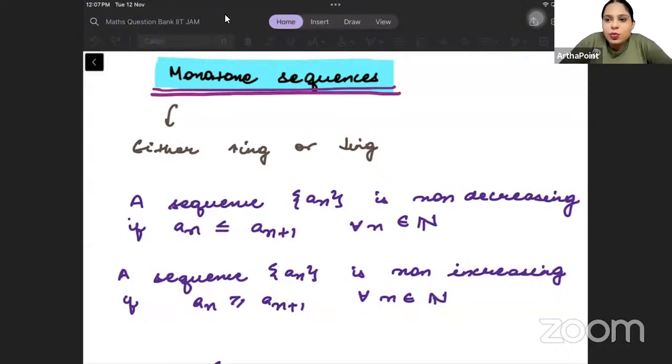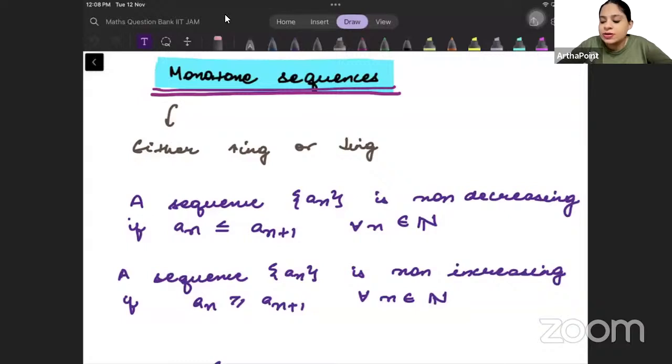Hi, good afternoon, everyone. What I aim to do today is wrap up the sequence part of sequence and series. We are going to talk about whatever leftover pieces are there in sequences, and we're going to finish off the part of sequences today.